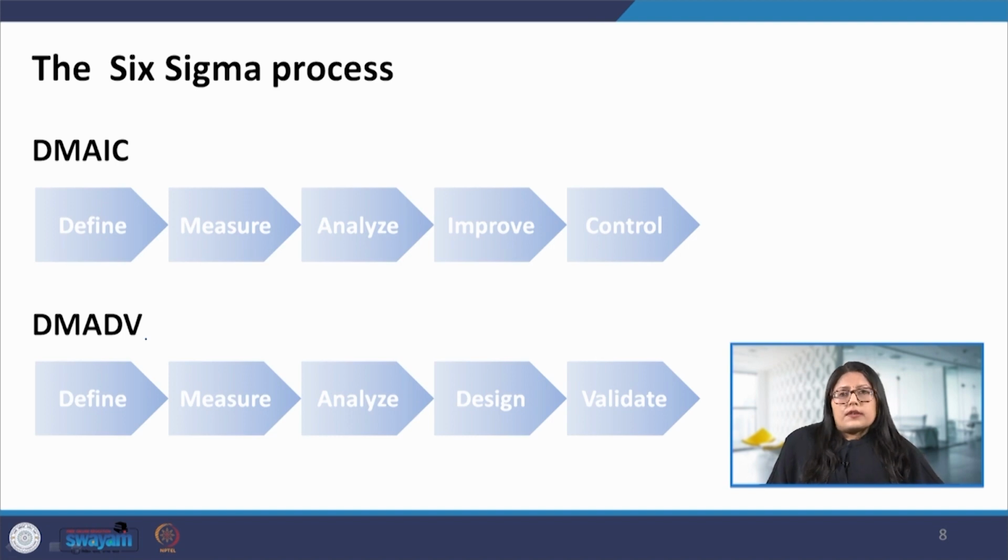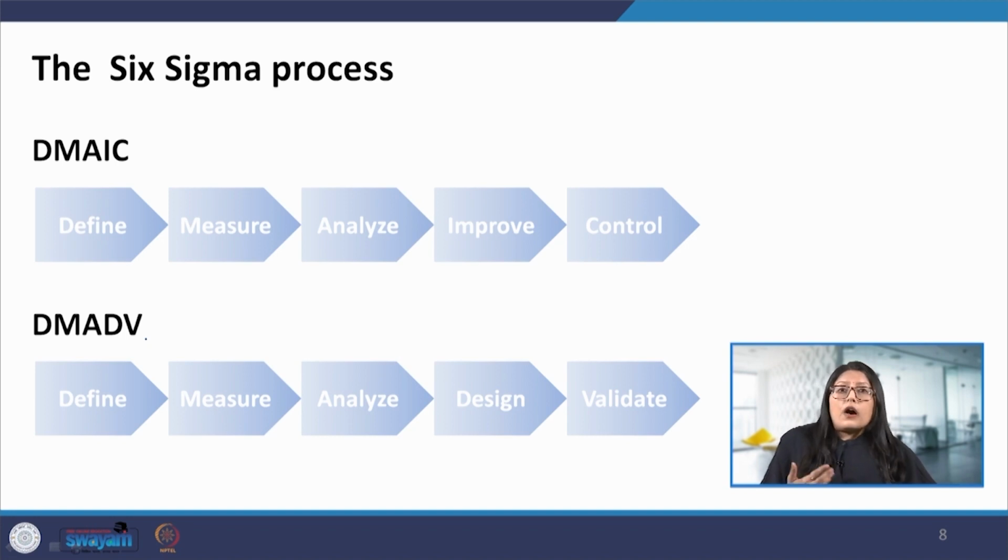The difference is in the last two steps. The first one, with improve and control, DMAIC, is applied to companies or products that already exist, and DMADV, with the last two stages being design and validate, is for new products that are planned or envisioned.